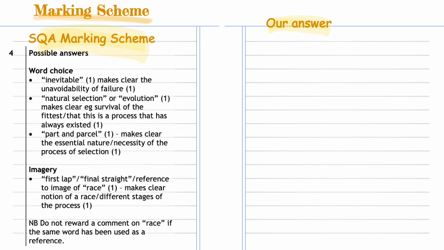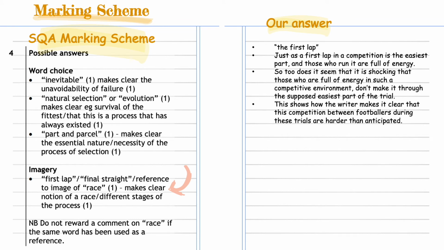If you're going to do this question in the exam, I do recommend using subheadings in order to separate your answers. But for this, we're only looking at imagery. So we're going to look at the first part of the imagery. There's a mention of a first lap here. We mentioned the first lap in our answer. We also successfully linked back because we talked about how the competition is harder than anticipated. So we get the mark. We get 1 mark for our quote and we get 1 mark for linking back. So far we have 2 out of 4.